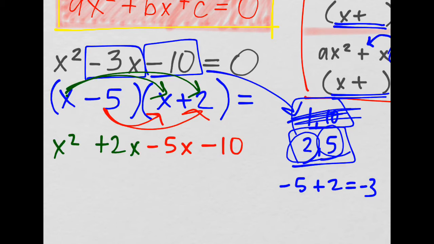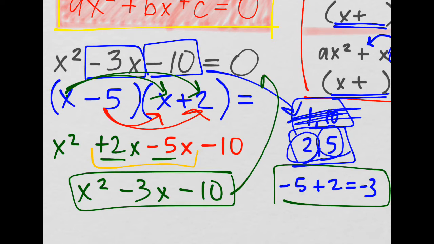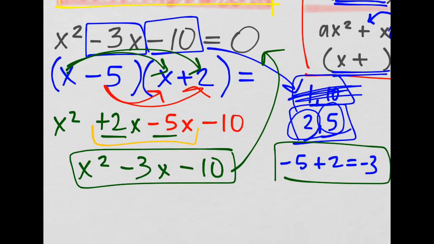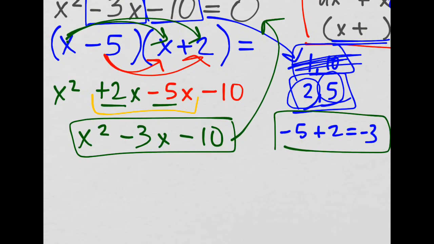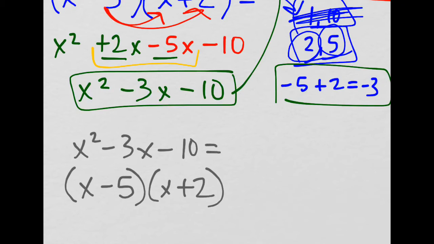All right, now I have some like terms, and I can combine these middle ones to give me a final answer of x squared, a positive 2 and a negative 5. This is what we just did right here. Gives me negative 3x minus 10. Is that what I started with? Yes, it is. Okay, so in order to factor this, don't worry about this equals 0 yet, I guess. We had the x squared minus 3x minus 10, and we factored it into x minus 5 times x plus 2.